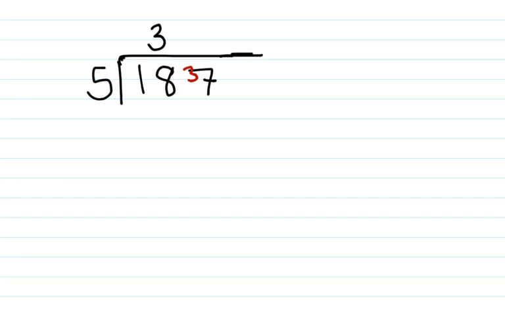I'm going to put my remainder there and turn that number into now 37. And then I ask myself, how many times does 5 go into 37? Well, it goes 7 times, because 7 times 5 is 35. Now, I've got 2 left over, and I've got to do something with this 2 that's left over. So I'm going to write this 2 here. But notice that my 187 is now finished. I've got no more numbers.